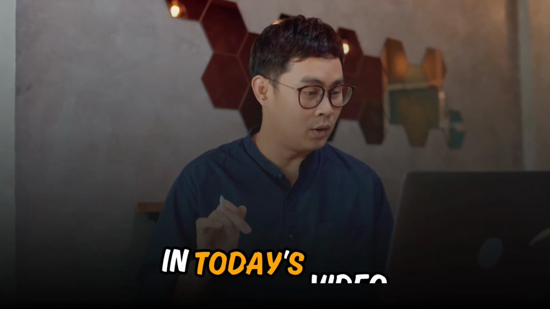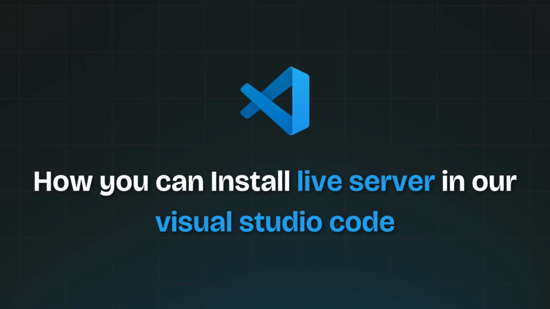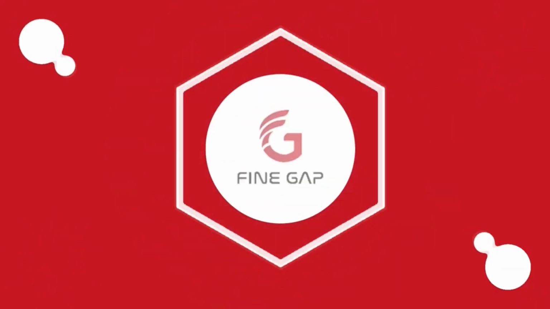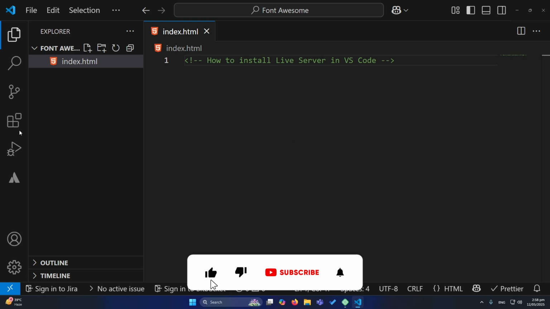Hello friends, in today's video we are going to learn how we can install Live Server in our Visual Studio Code. So first of all, you need to install an extension.